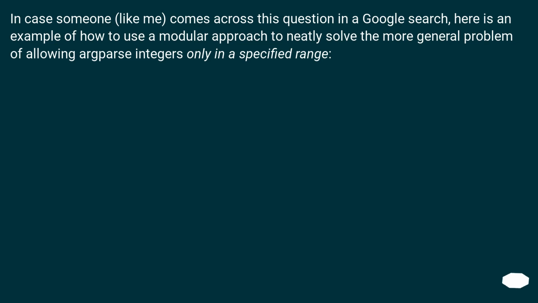In case someone, like me, comes across this question in a Google search, here is an example of how to use a modular approach to neatly solve the more general problem of allowing argparse integers only in a specified range.